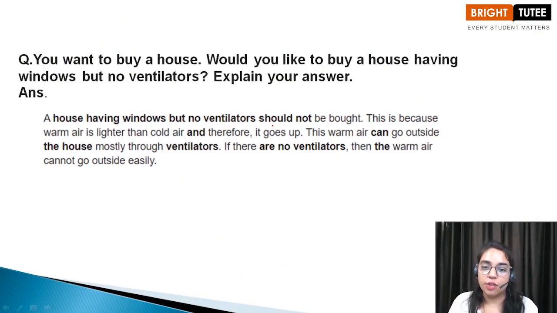In this session we are going to discuss some of the questions and answers from the topic that we have covered so far. So children, in this question you have to answer, you have to buy a house for yourself. Would you buy a house having windows but no ventilators? Can you explain the reason?